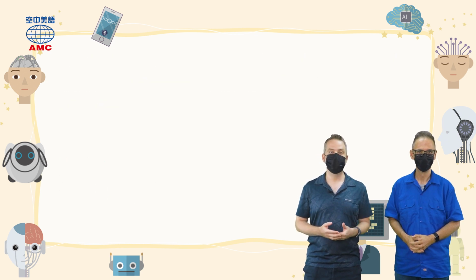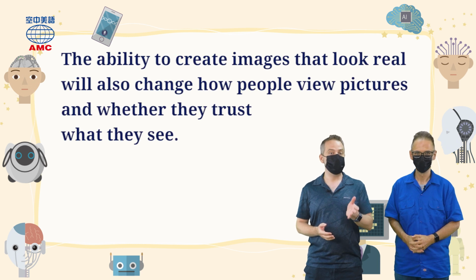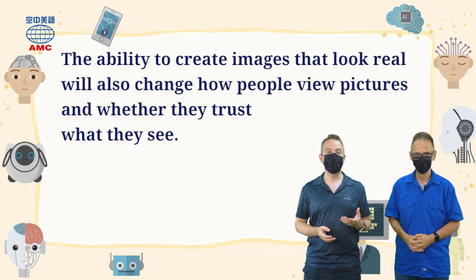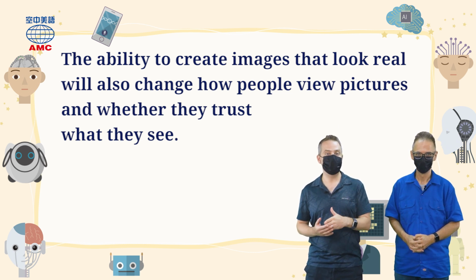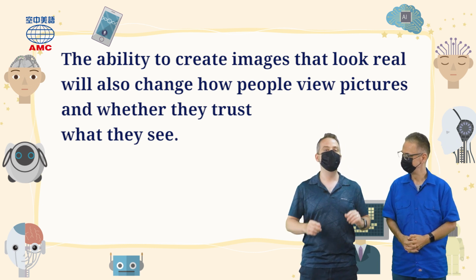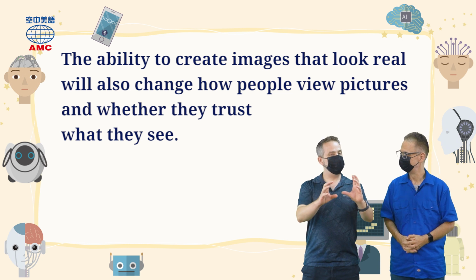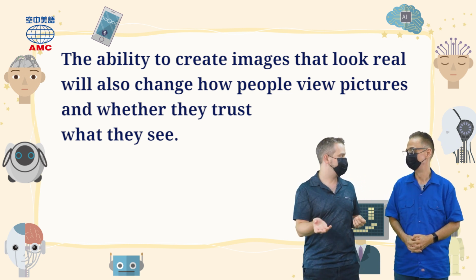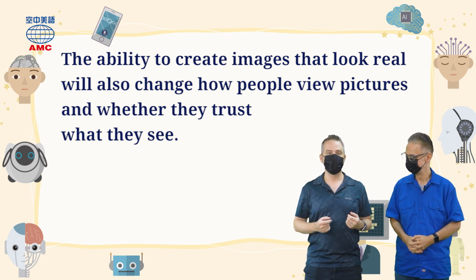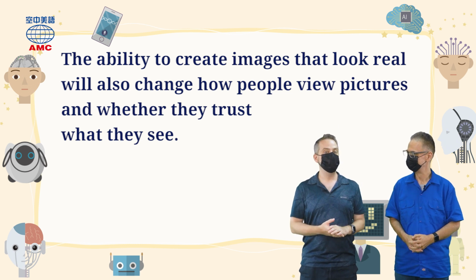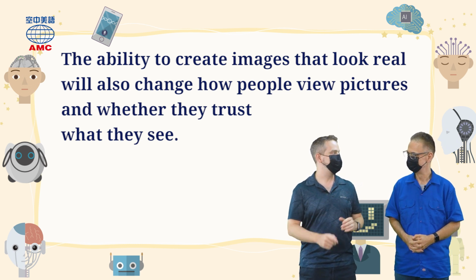The article then says, the ability to create images that look real will also change how people view pictures and whether they trust what they see. So instead of looking at the picture and thinking this is what happened, people will go, here's a picture. Is it real? Is it fake? Do I trust anything I see on social media? Do I trust what I see on the news? Am I just going to sit back and go, well, everything's fake. I don't know what to believe. So it does raise some kind of difficult points.